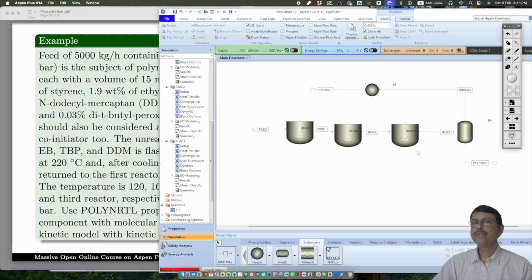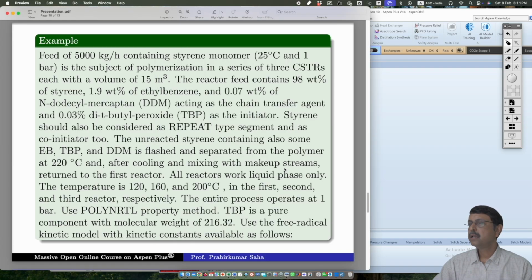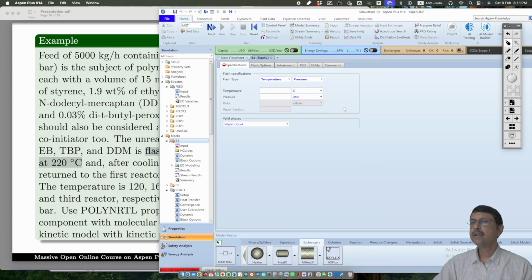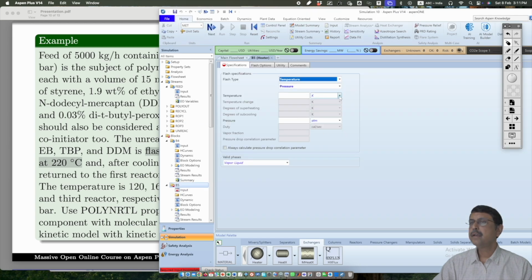Now we have to set the flash tank. Flash tank temperature. What is the flash temperature? Flashed and separated at 220 degrees centigrade. So this is 220 degrees centigrade and pressure is as before 1 bar because the entire process works at 1 bar. And this, it is a cooler, so from 220 degrees centigrade to 25 degrees centigrade because feed enters at 25 degrees centigrade.